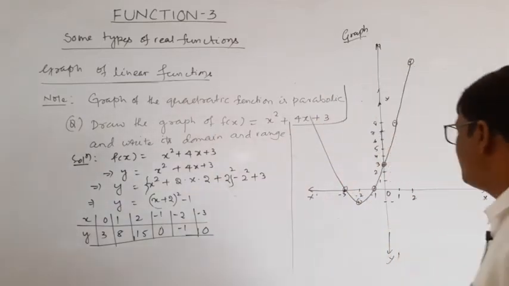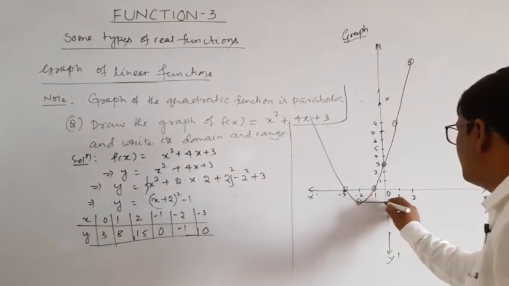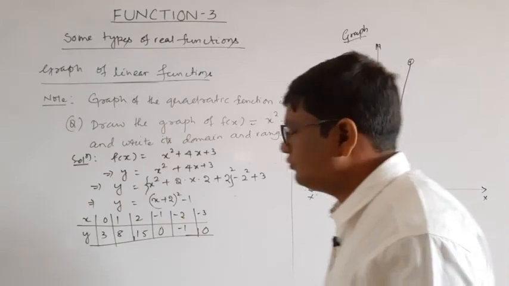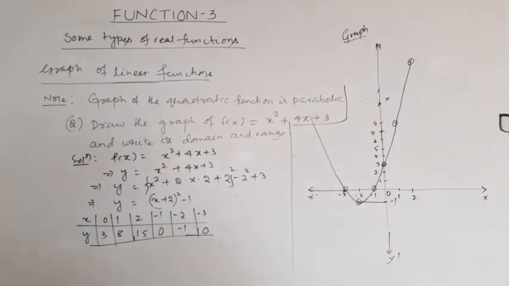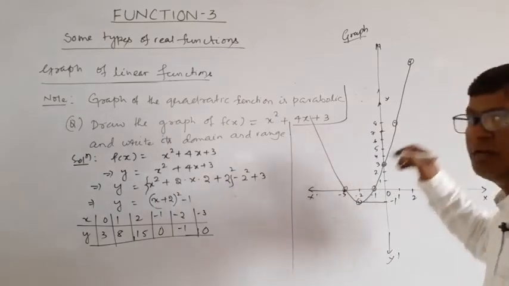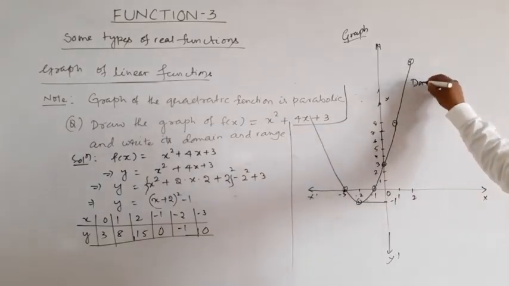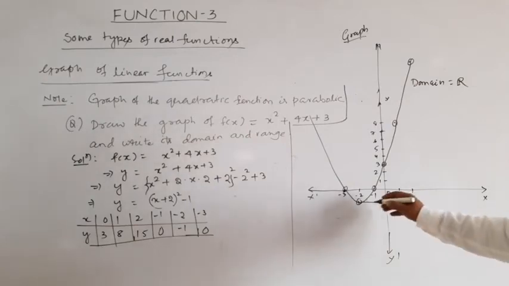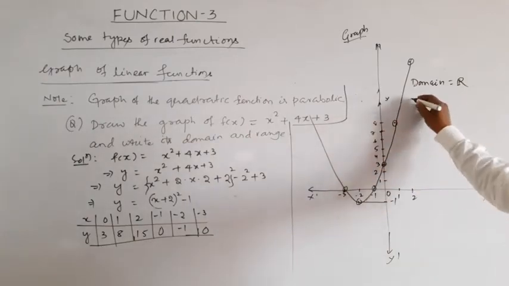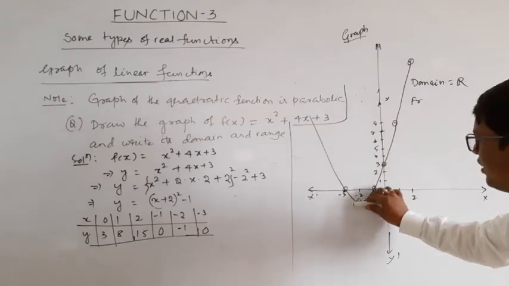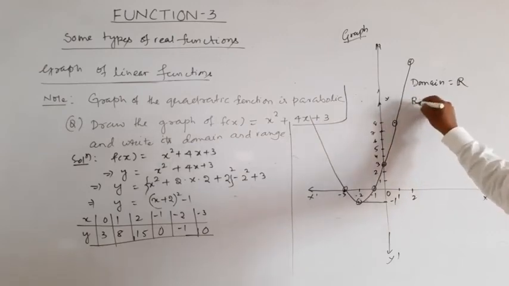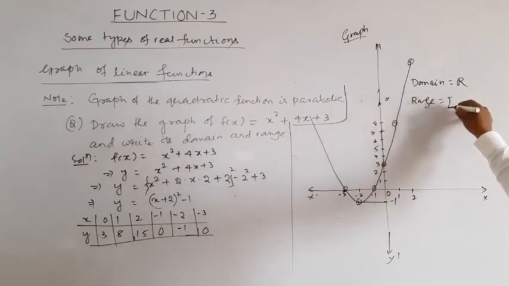So this point is minus 1. This is the graph. From the graph, what is the domain of the function? Domain is equal to the set of real numbers R. What is range? From the figure, the value of y goes from minus 1 up to infinity. Range is equal to square bracket minus 1 to infinity.